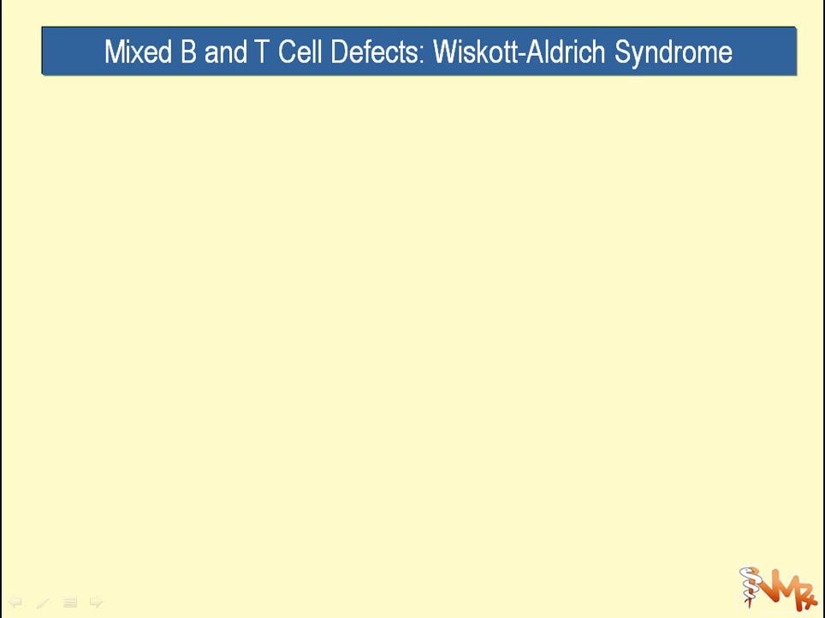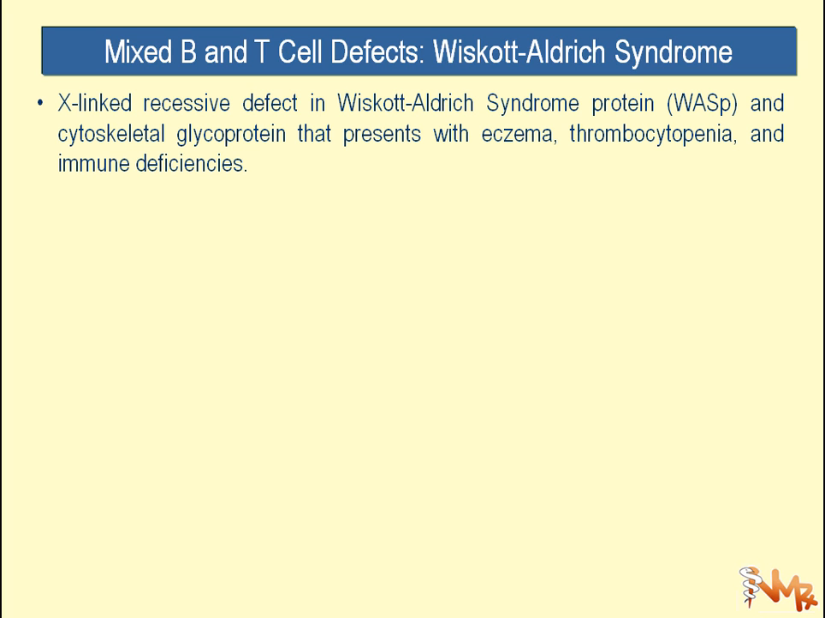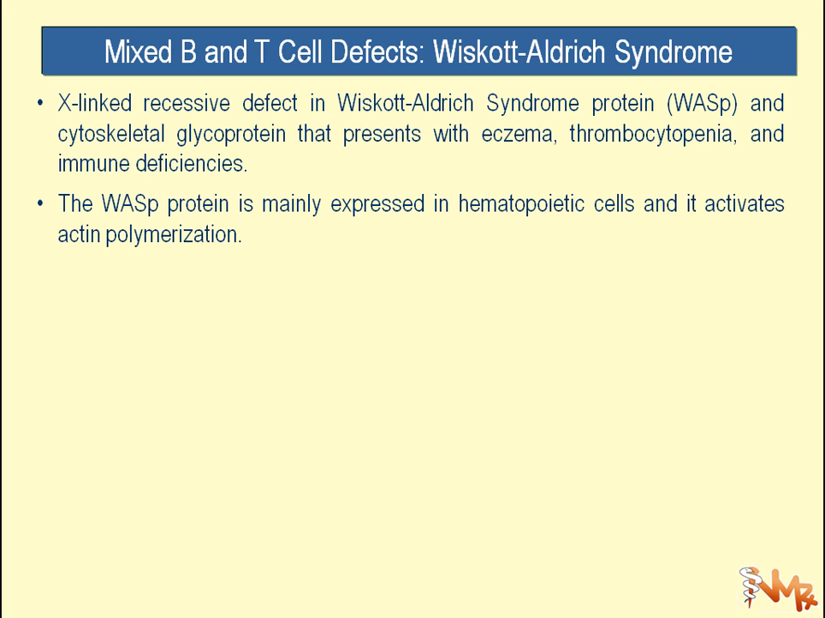This is the next mixed B and T cell defect. It's a recessive condition, and the problem is in the Wiskott-Aldrich syndrome protein, the WAS protein, or sometimes they call it the WASP protein. This is a cytoskeletal glycoprotein, and because of this defect, patients present with eczema, thrombocytopenia, and immune deficiencies. The WAS protein is mainly expressed in hematopoietic cells, and it activates actin polymerization.